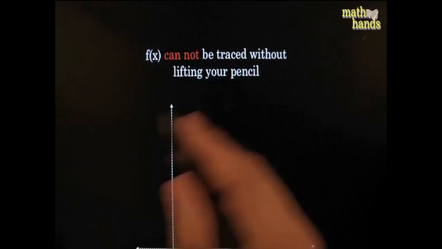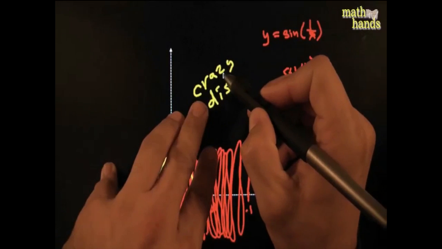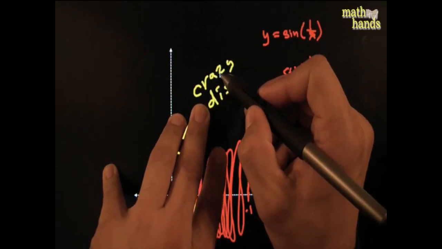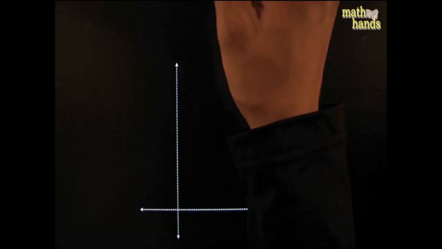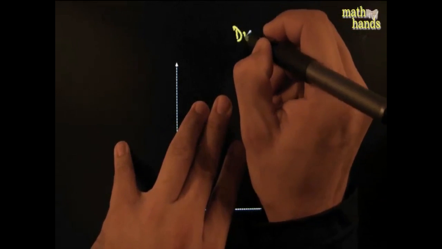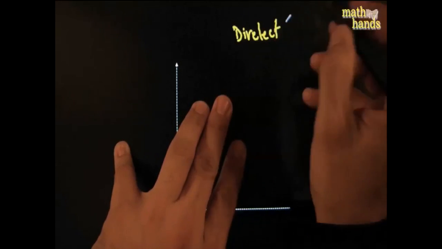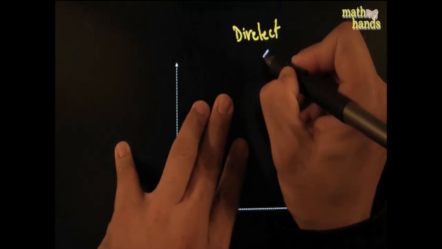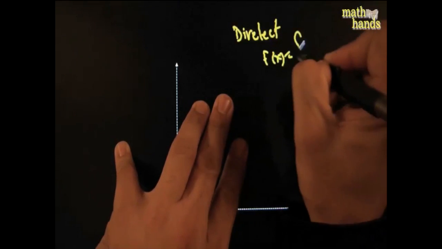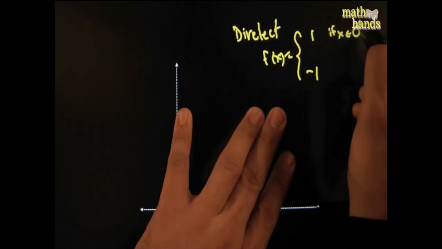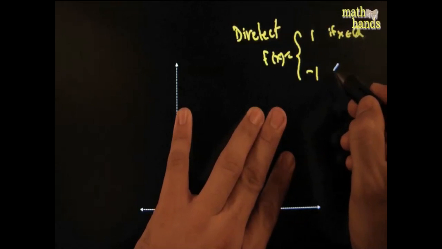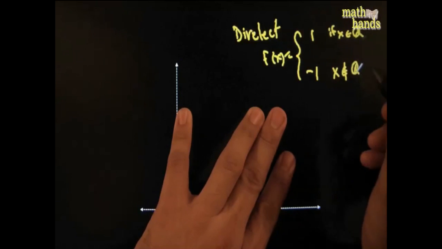But I should probably give you one more example of this. I think books really don't call it crazy discontinuities. I think they call them irregular discontinuities. Maybe one more example. This is a famous one. It's called the Dirichlet function, and it says that f of x is either 1 or negative 1: 1 if x is rational, and negative 1 if x is real but not rational.